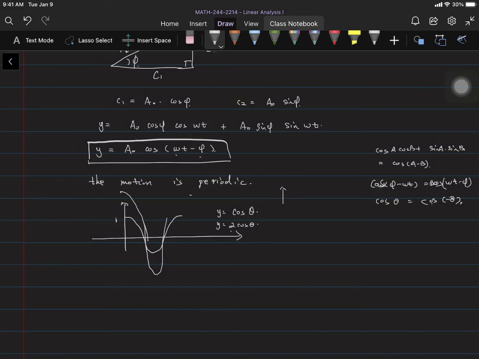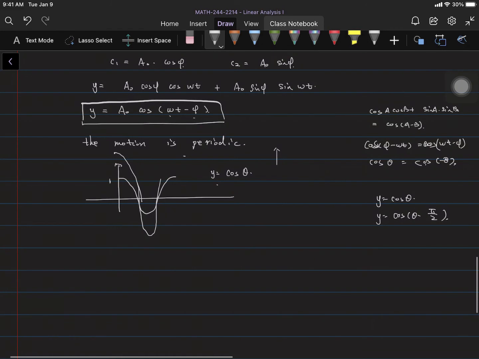So for example, do you know how to draw the graph of, for example, y equals cosine of theta minus pi over 2? You know how to draw this one, right? If I ask how to draw this graph, we just shift the graph to the right by pi over 2. Is that correct? So the original graph should be here, and here's pi over 2. So we just shift from here to here, something like that. All right.